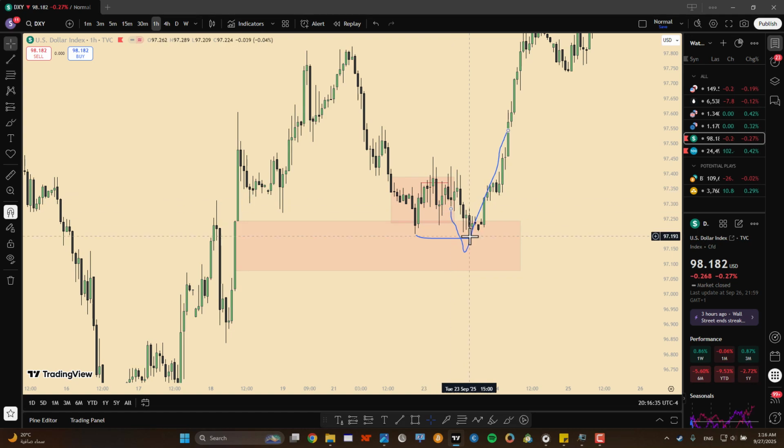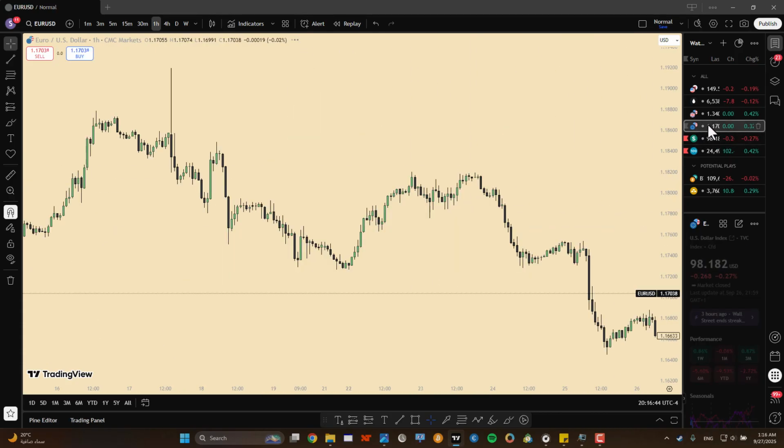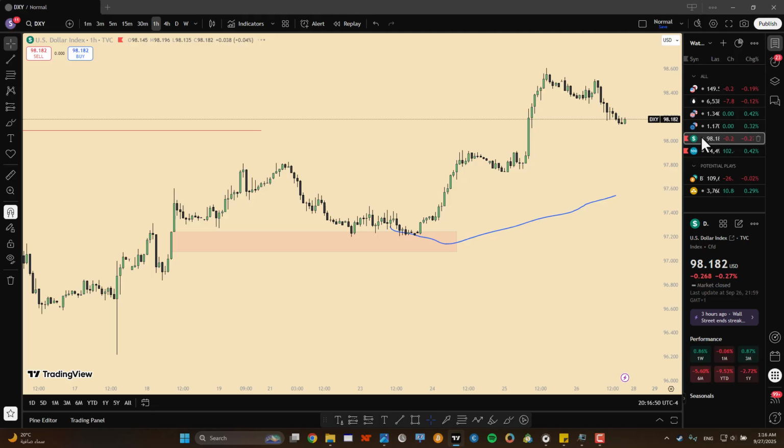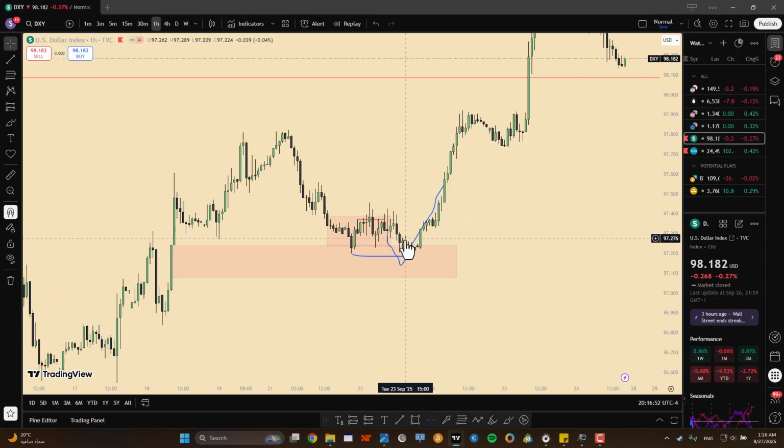Price would need to trade below the imbalance or the consolidation right here, tap into this imbalance, and that would be the high from here. Or at least we trade below this one. Let me remove this. We trade below this one and USD fails to make that, or vice versa, and that would be the perfect sell opportunity in USD.